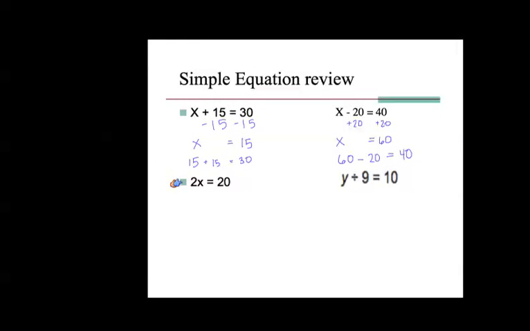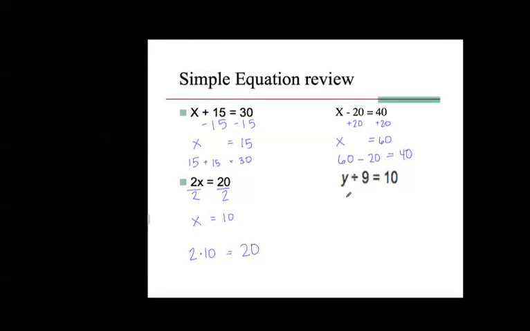Now these two examples use our multiplicative inverse. In this problem, we have 2 times x = 20. So we do the opposite of multiplication and solve x = 10. 2 times 10 does equal 20, so again we are correct.